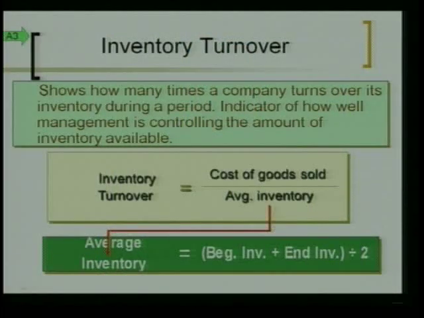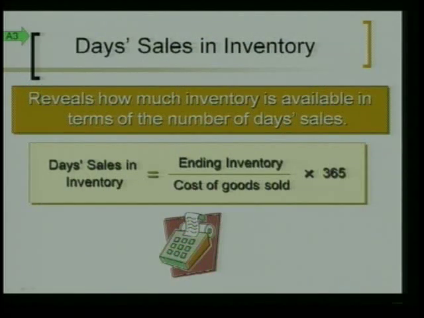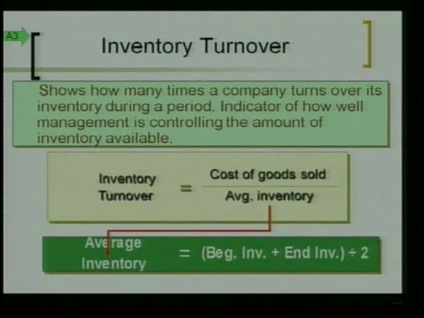The next thing I wanted you to read about is the ratio at the end of this chapter, in regards to inventory turnover and days sales in inventory. What is inventory turnover? As you read, hopefully, it shows how many times a company turns over its inventory during a period. It indicates how well they're controlling the amount of inventory available. We calculate it by taking cost of goods sold divided by average inventory.